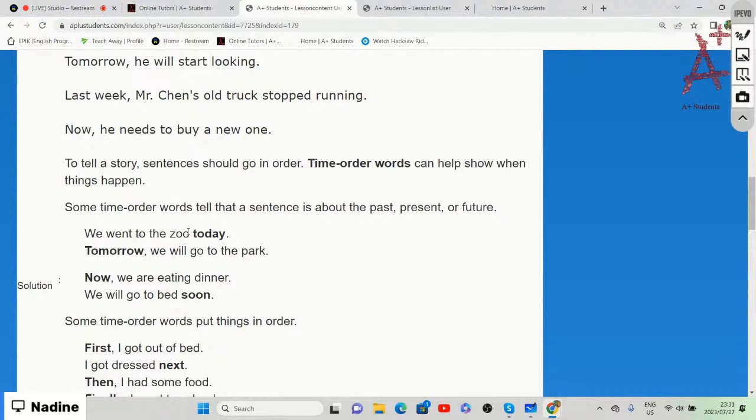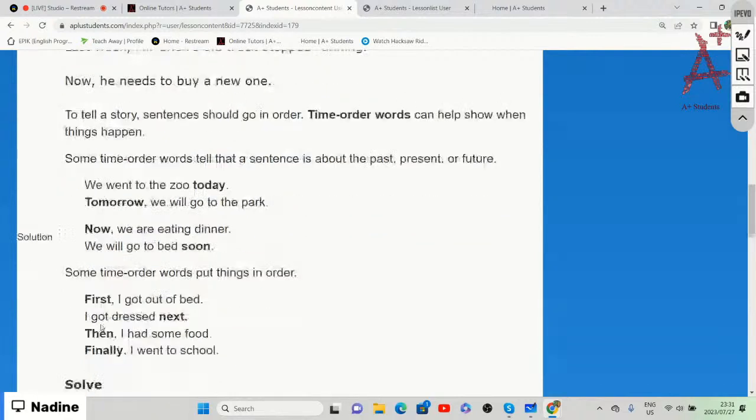And it is today that we've identified, and we've identified tomorrow. So tomorrow we will go to the park. But today we went to the zoo. Now we are eating dinner, right? So the time order word is now. So the time order words are now and soon. Now also gives us an indication of present, right? Something happening now. And then we will go to bed soon, right?